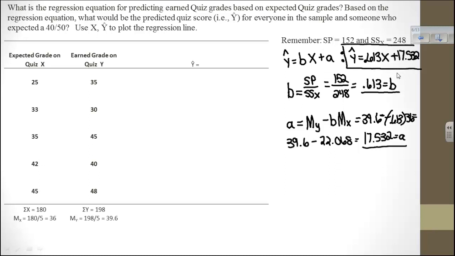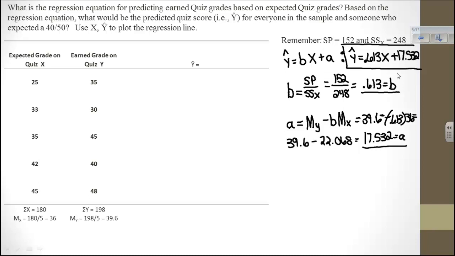Now let's use that regression equation to predict what kind of quiz grade we would expect someone to earn based on all these expected grades on the quiz. Remember, don't get confused because I'm saying expected in 2 different ways. The expected grade is the grade that they thought they were going to receive. The earned grade is the grade they actually received. And we're trying to predict what their earned grade would be based on their expected grade.